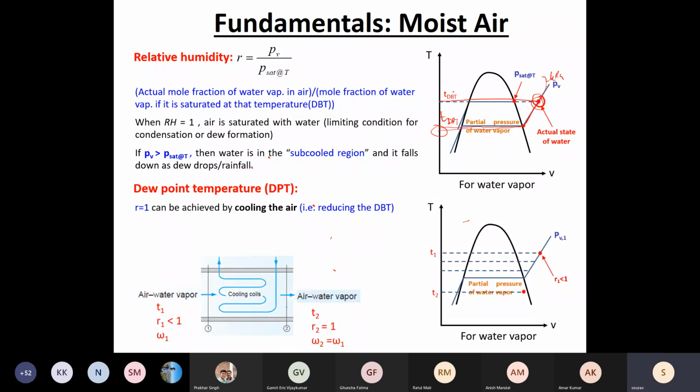This is just the graphical representation of what we have discussed. So this T2 is your dew point temperature.